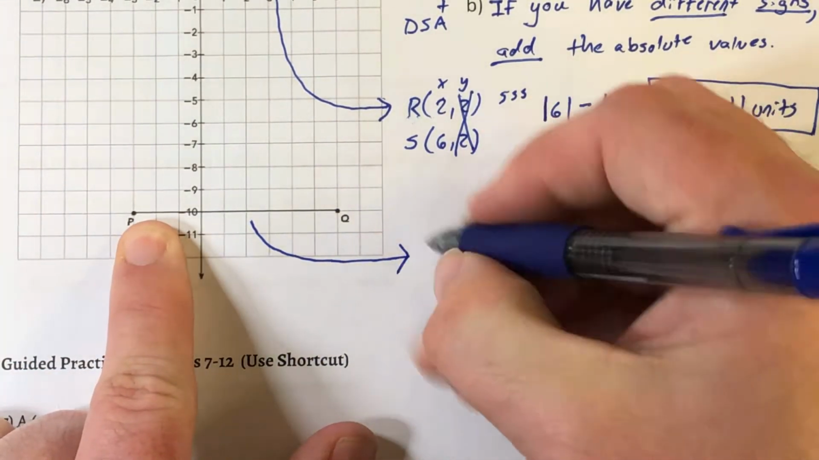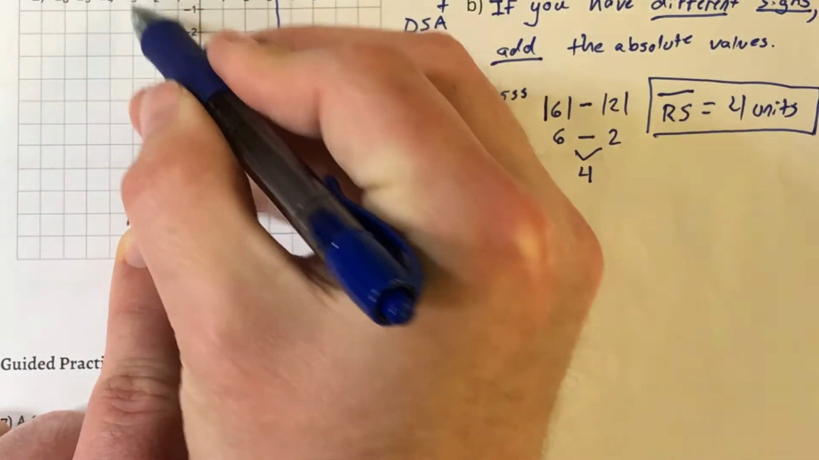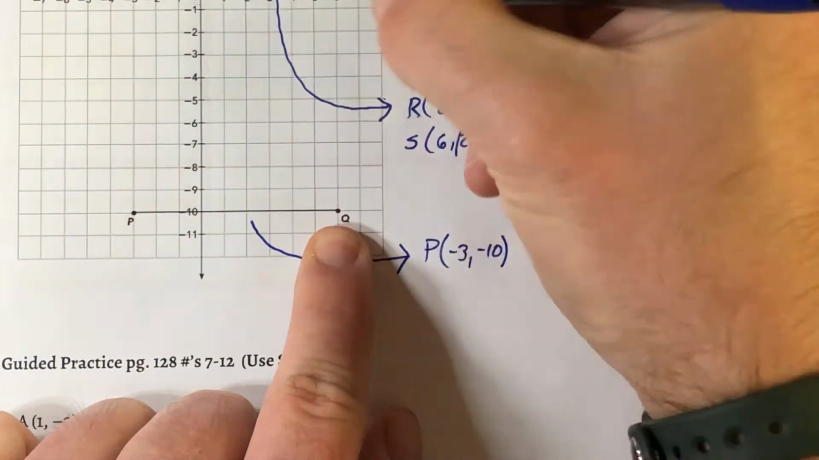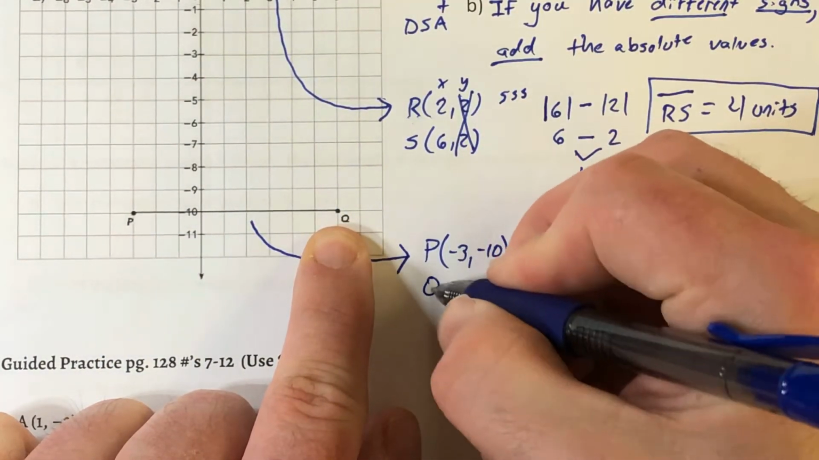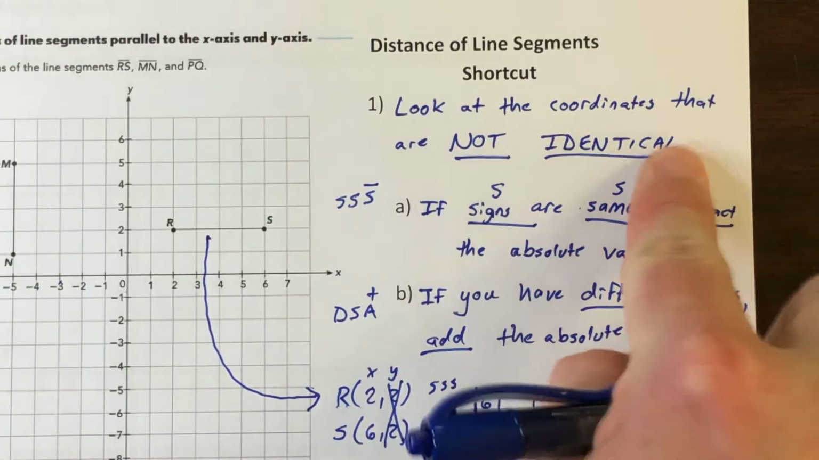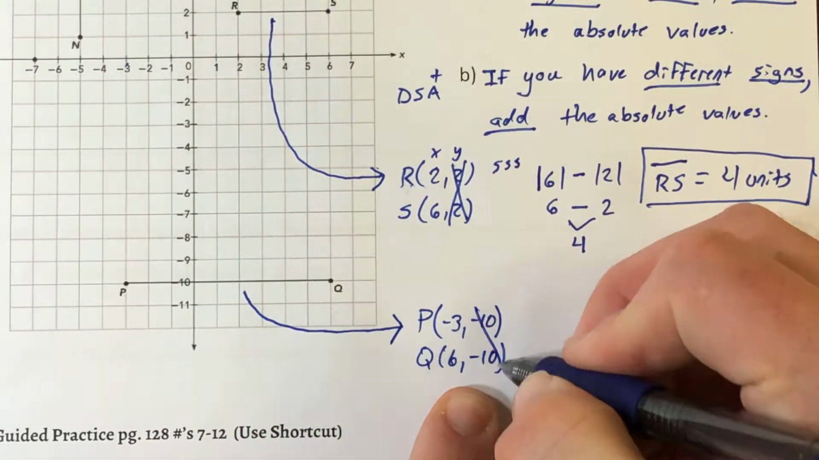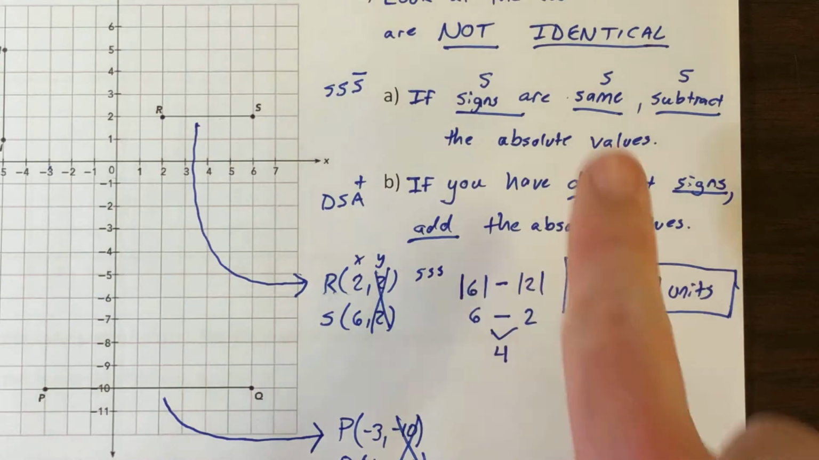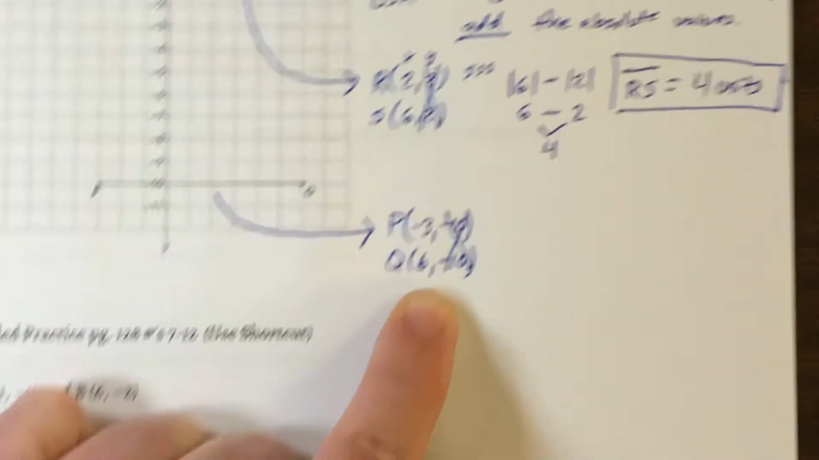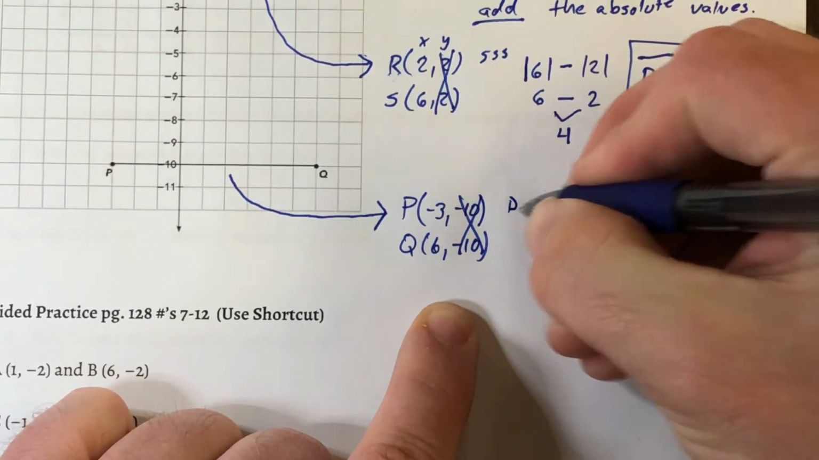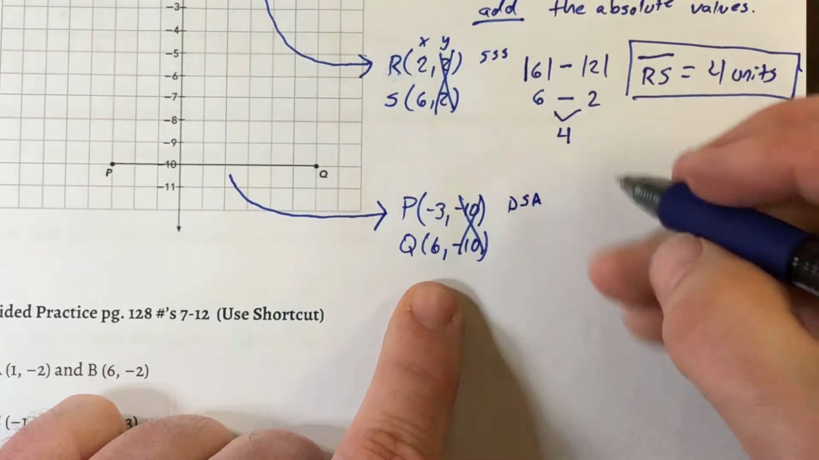All right, so P is at -3, -10. Q is at 6, negative 10. First step, look at the ones that are not identical. Those are identical, let's ignore them. I want to look at the ones that are not identical, so the negative 3 and 6. Then I need to determine, do they have the same signs or different signs? They have different signs. One's negative, one's positive. So different signs, add absolute values.